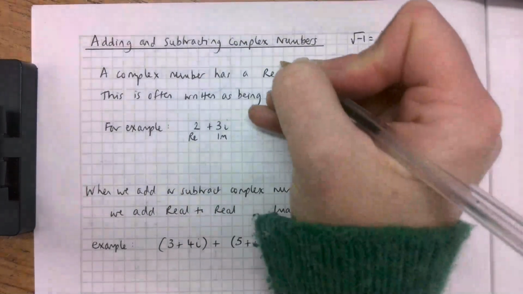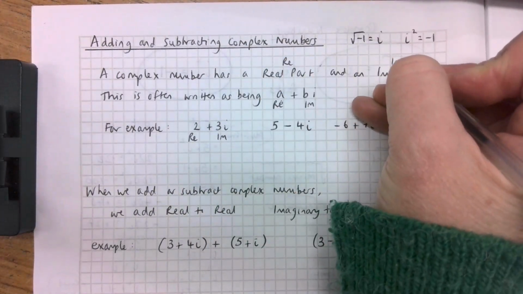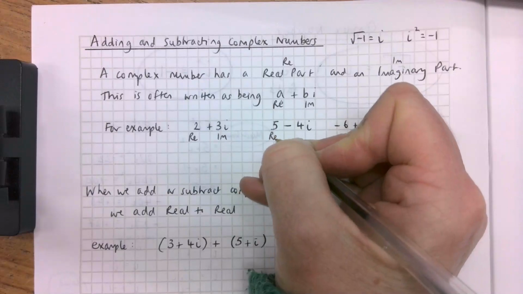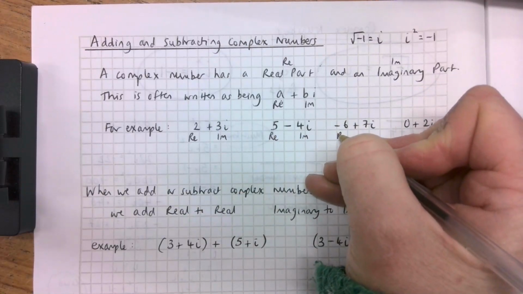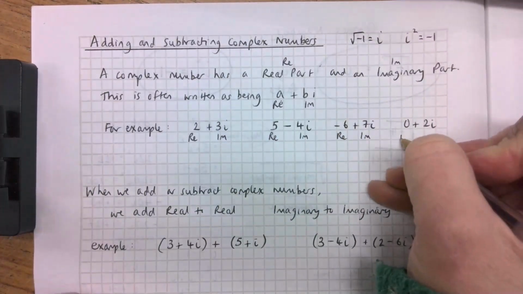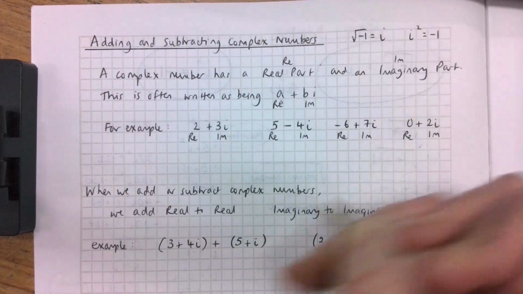Do you notice I'm using Re for real and Im for imaginary? So this would be the real, this would be the imaginary, this would be the real, this would be the imaginary, this would be the real, and this would be the imaginary.